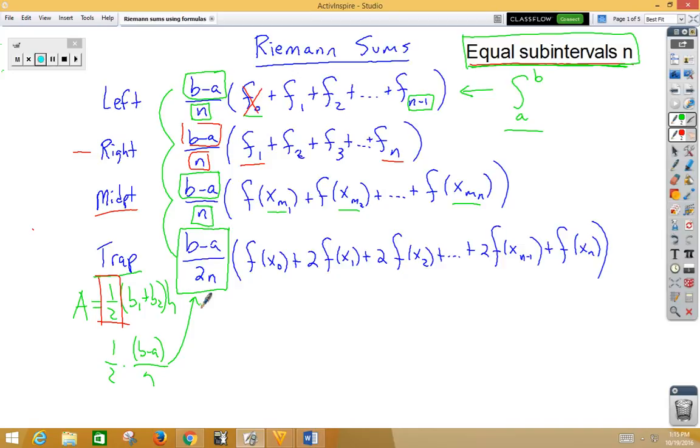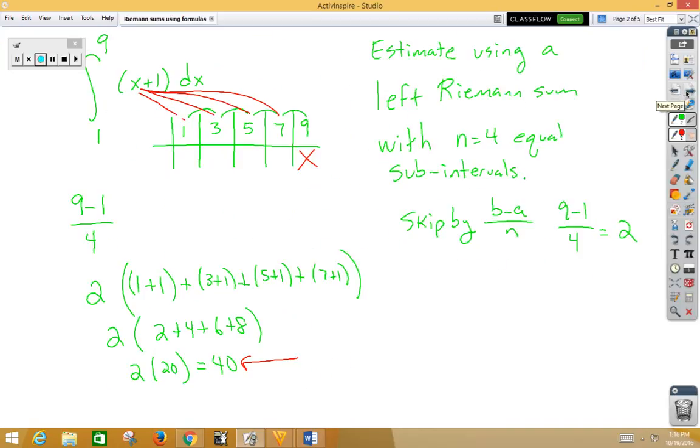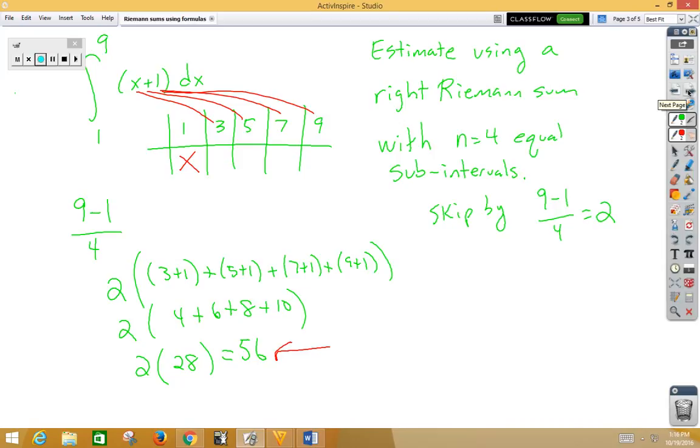It's important to not get this confused with what you are skipping by. Skipping by is always b minus a over n, no matter what formula we use. So we've already done a left approximation and we got 40. That was an underestimate. We did a right Riemann sum approximation. We got a 56. That was an overestimate.